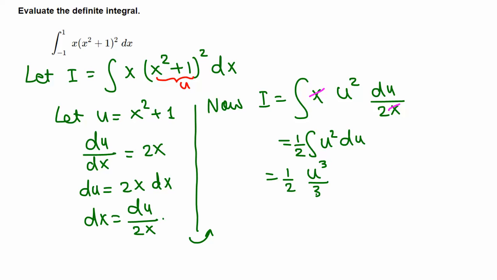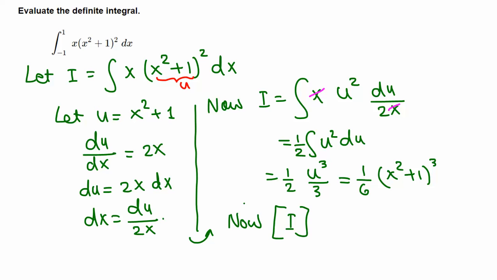On the bottom, 2 times 3 is 6. Now back substitute the value of u: 1 over 6, u cubed, that's on the top by the way. u is x squared plus 1, so x squared plus 1 cubed. Now we want to evaluate this definite integral, so I from -1 to 1, so we evaluate this function at the upper limit 1 minus evaluate this at the lower limit -1.